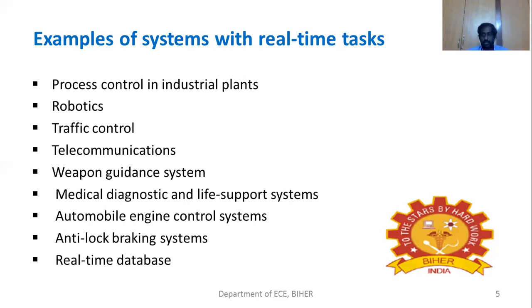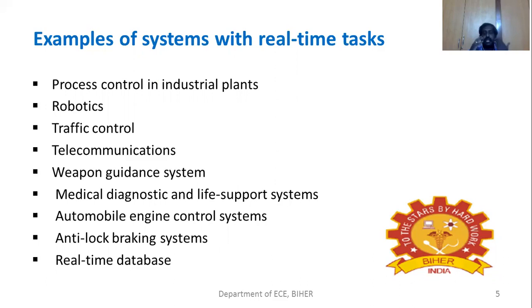Second, robotics. In robotics, we use and control many sensors, and we produce the output according to the inputs we receive from the sensors. So this is also a real-time task. Then traffic control: each signal is enabled and disabled with respect to time, so a real-time task is used here too. And then telecommunication: synchronization is very essential for telecommunication applications, so we prefer a real-time task there.